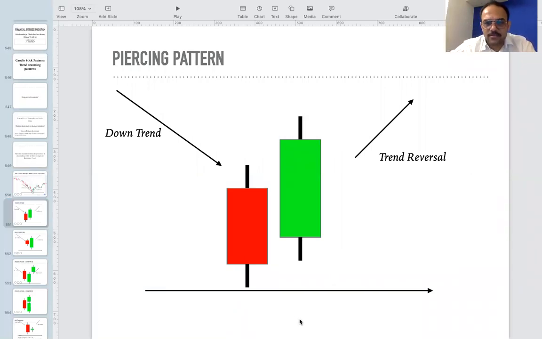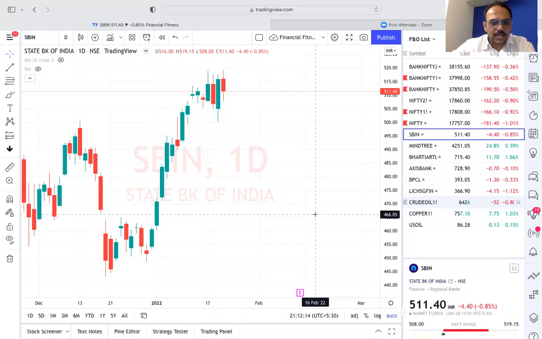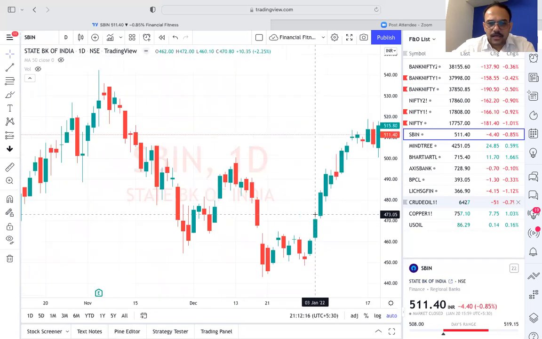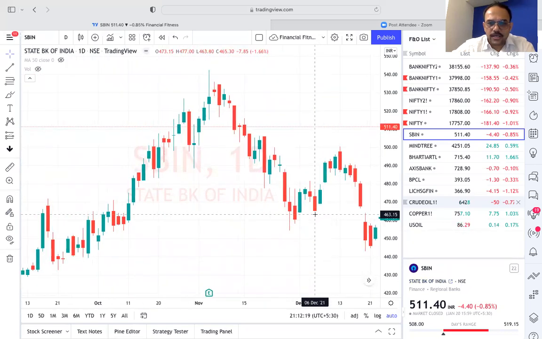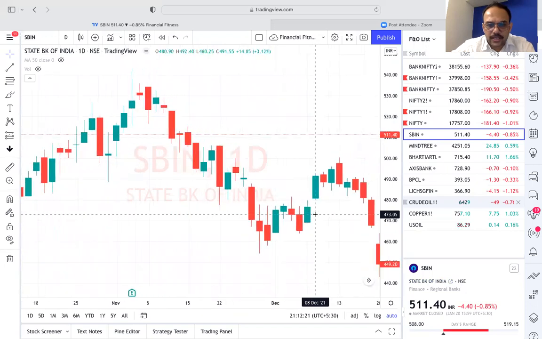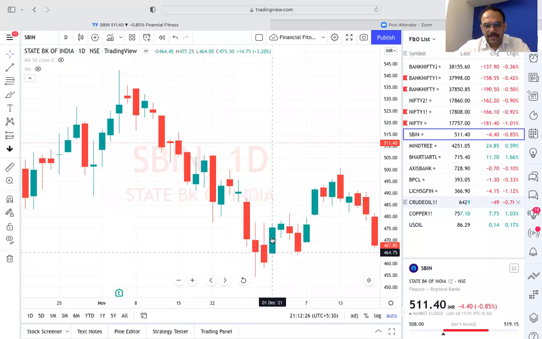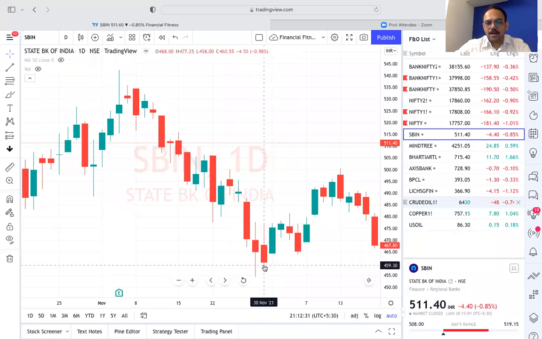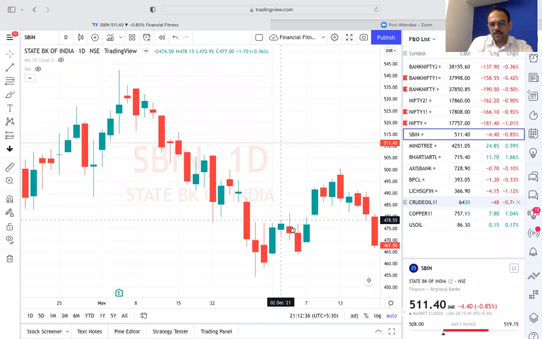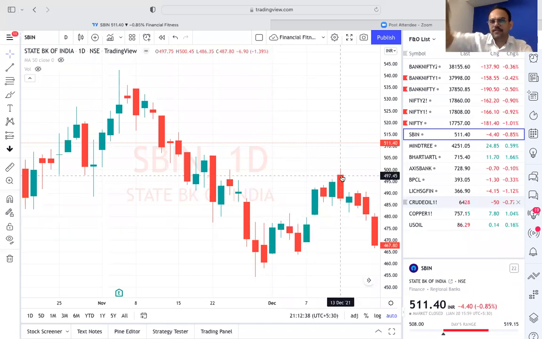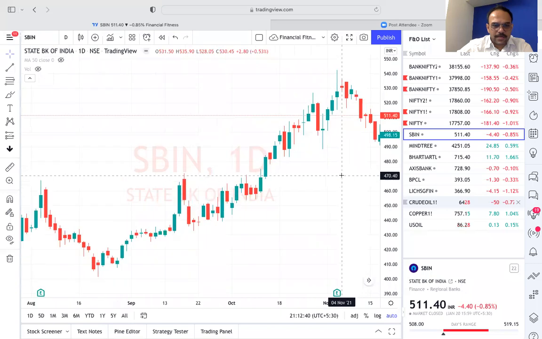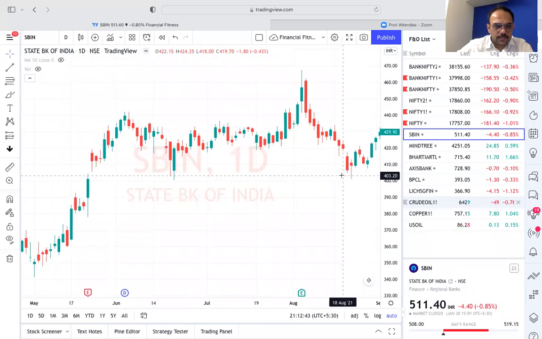Let's see some examples. Let's try to find some examples here. SBIN, of course, see here. You can see there was a downtrend, and this went up, right? This opened up. This was a red candle. It opened up. You have to buy here. Of course, it went down. Next day it went up, and then 3 to 4 days it went up. Let's see some more better examples of this piercing.